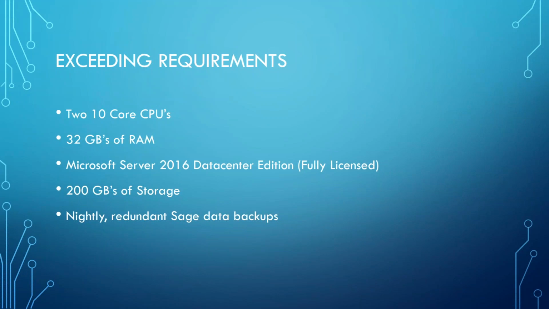And we already talked about Microsoft Server 2016. We're going to put you on the Data Center Edition. It's got the most functionality of any of the offerings that Microsoft has out there. We're going to start you with 200 gigs of storage, and we're going to do nightly redundant backups of your Sage data. So what that means is we are going to build a local backup. We're going to have a backup in Virginia, and we will also have a backup stored in Canada as well, just to make sure that your data is always secure regardless of what happens anywhere in North America.